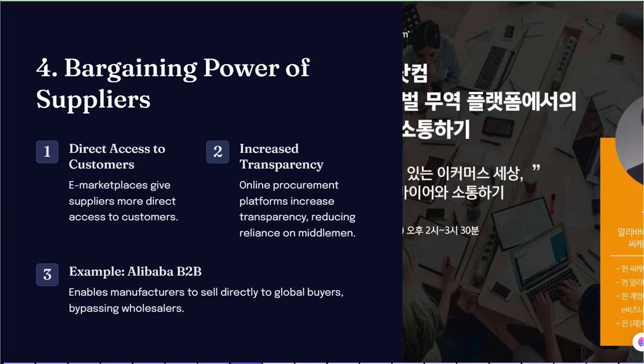E-marketplaces like Alibaba.com give suppliers more direct access to customers worldwide. So the suppliers now have more power because they can access customers directly, reducing reliance on middlemen. Online procurement platforms increase transparency, allowing suppliers to better understand customer needs and preferences. The Alibaba B2B platform enables manufacturers to sell directly to global buyers, bypassing traditional wholesalers and distributors. This direct connection to customers and increased transparency give suppliers more bargaining power in the supply chain.